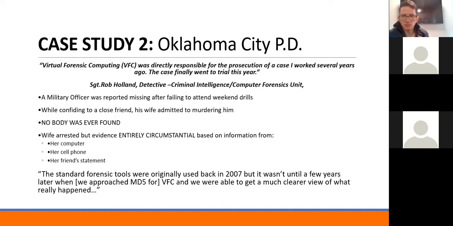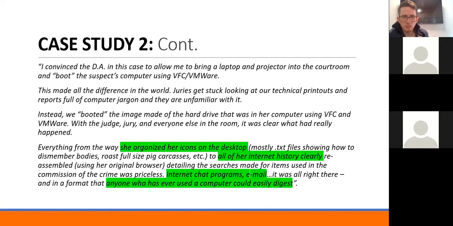And then there's just this final case study, which is an extreme example, but I think is such a perfect example, and I hope everyone else can see that as well, of where this can be used elsewhere. There was a case study done in Oklahoma City, and it was a cold case. It went pretty much dead. You can read it for yourself. Nobody was ever found. All evidence was entirely circumstantial, based on evidence taken from the computer, cell phone, friend's statement. VFC was introduced within this investigation, and it's quite obvious what happened here.